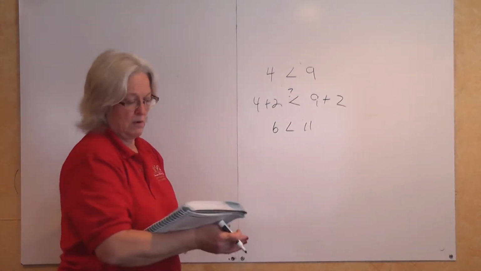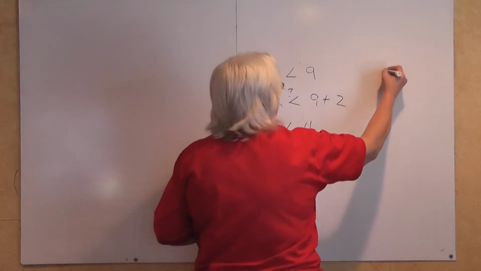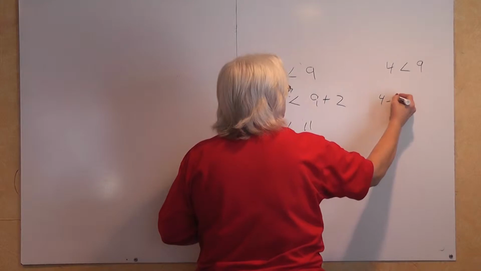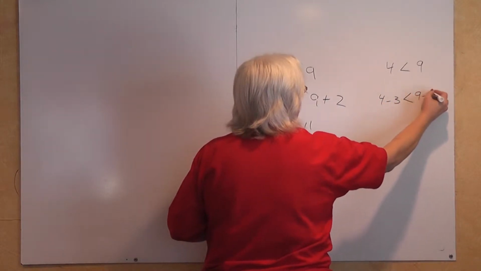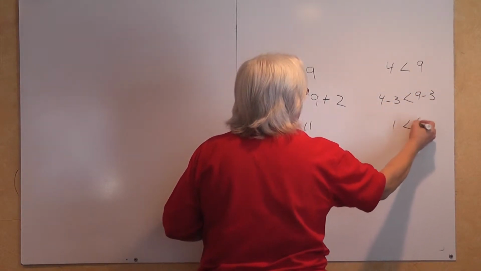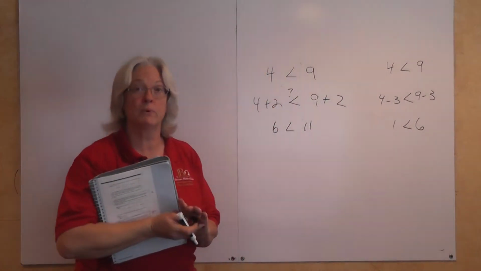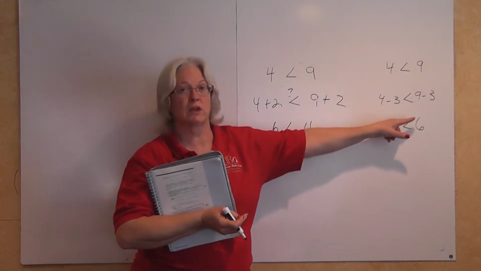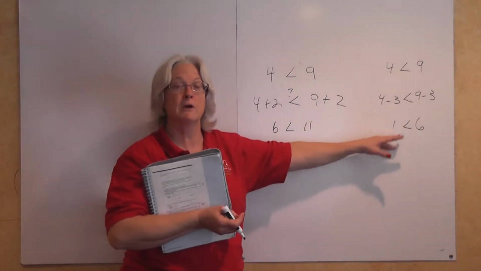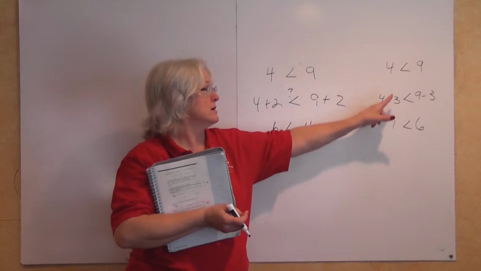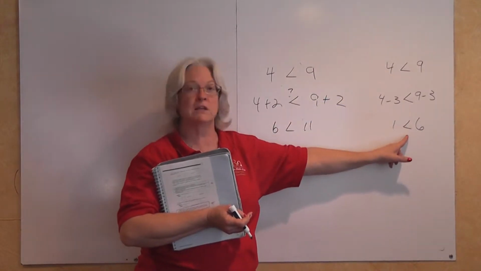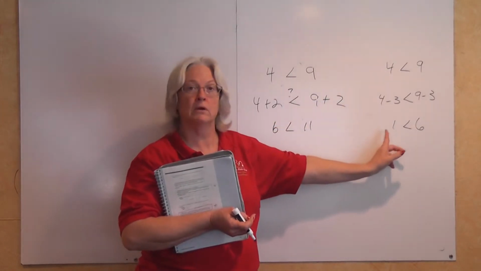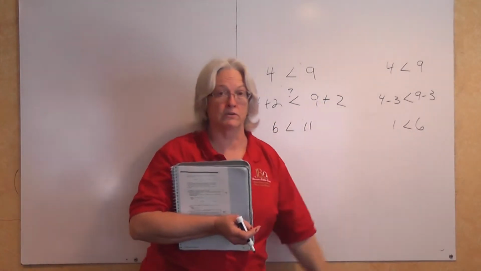Well, let's see what happens if we subtract. If we start off with, it's true that 4 is less than 9, what happens if we subtract 3 from both sides? Do we still end up with a statement that's true? 4 is less than 9, subtract 3, it's still true that 1 is less than 6, and the order of this inequality is still the same. The smaller number is on the left where it belongs.